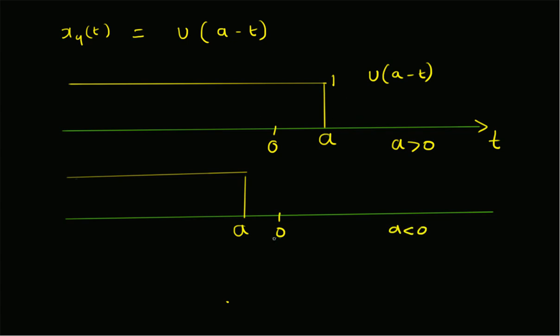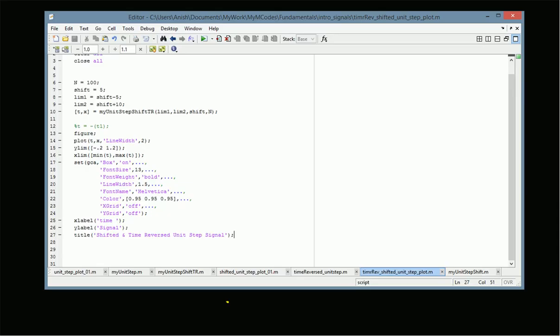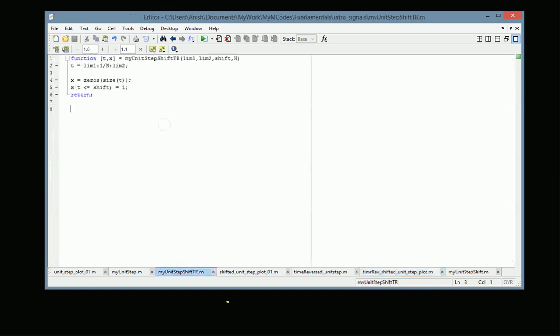Let us verify this in Matlab. Again we do the same things: we define the sampling rate, we define the shift value, and then we define the limits. In this case we modify the definition itself, so let us look at the function. We define the time limits, the starting point and the ending point, with the required sampling interval, and then we look at the definition: the unit step signal x is going to be equal to 1 only for values of time which are less than the shift value.